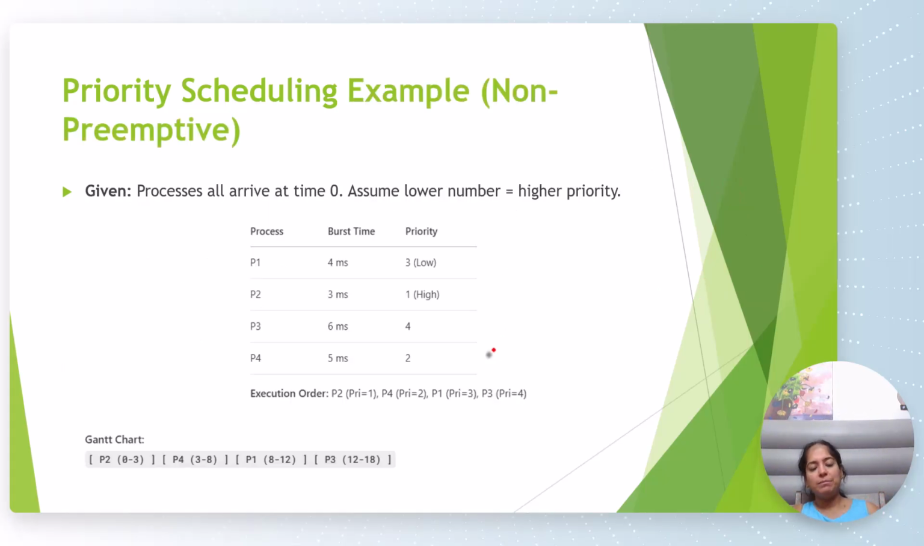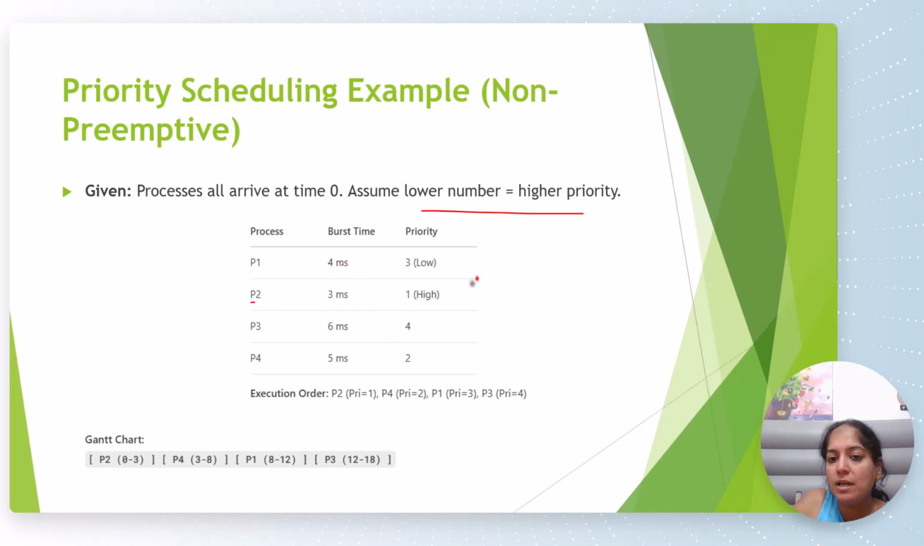Let's discuss one example. Let's say we have four processes again. Lower number means higher priority. Their burst times are 4, 3, 6, 5 and the priorities are 3, 1, 4, 2. Now let's see which process has the highest priority. Process P2 has the highest priority.